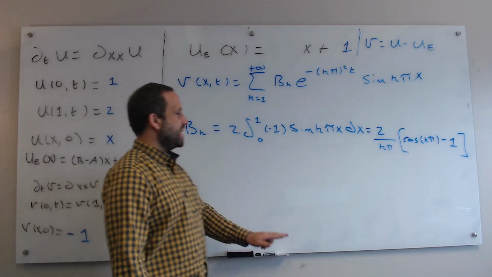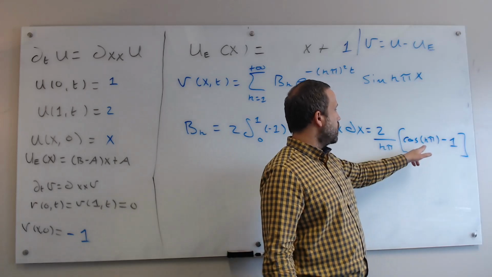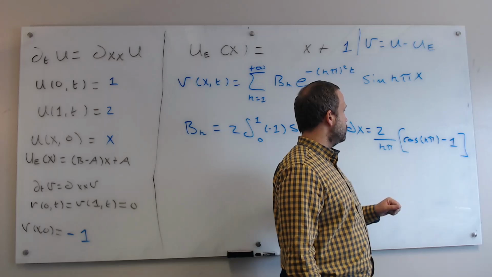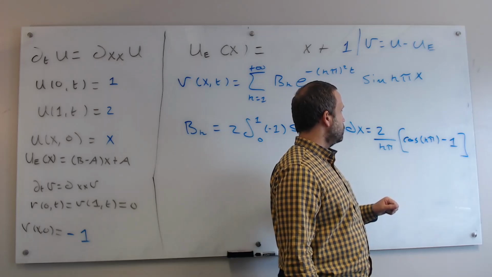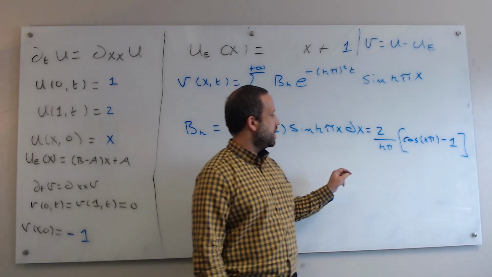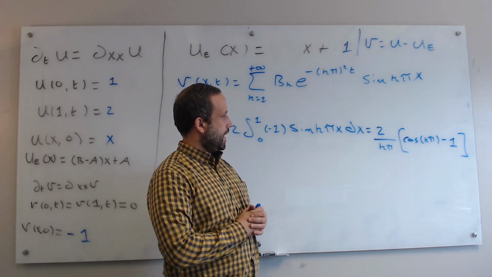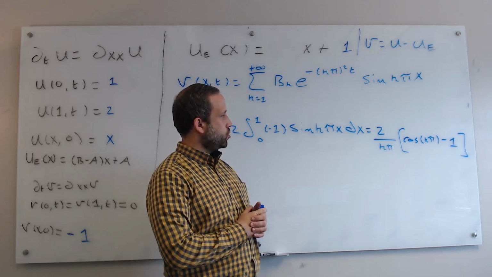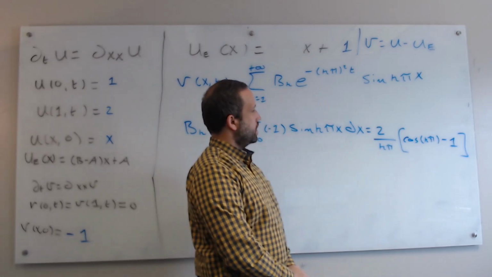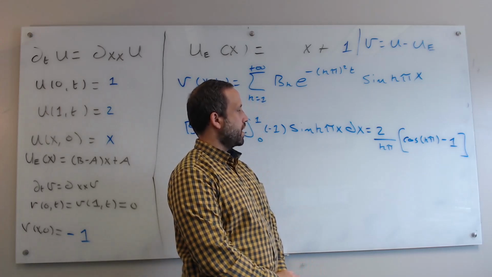Now, when k is odd, like if k is 1, cosine of k pi is minus 1. I think I did this backwards in my lecture to my 412 students. When k is equal to 1, we have cosine of pi. Cosine of pi is minus 1, so it's minus 1 minus 1, which is minus 2.